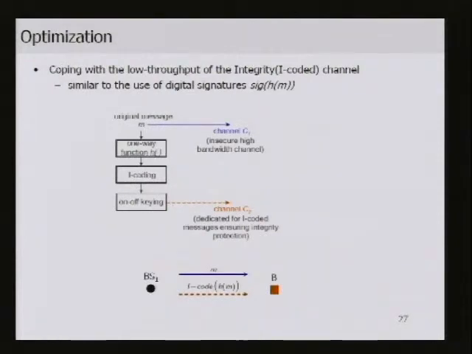You can also do various optimizations. So, for example, if this is your original message, you can transmit it over a normal high bandwidth channel. And then you can simply transmit a digest, like a hash, of your navigation message using integrity coding. Because then you need to transmit only 160 bits, and your message can be as long as you want it to be.